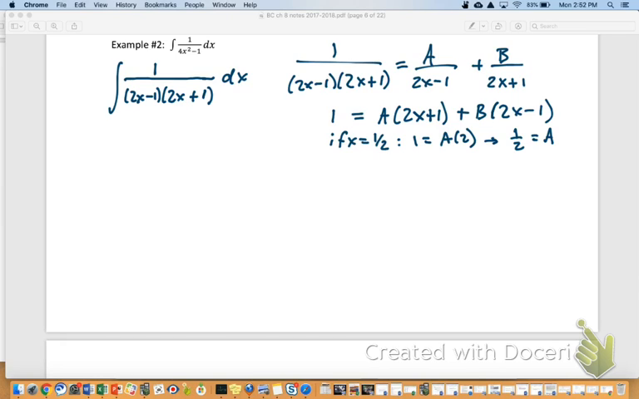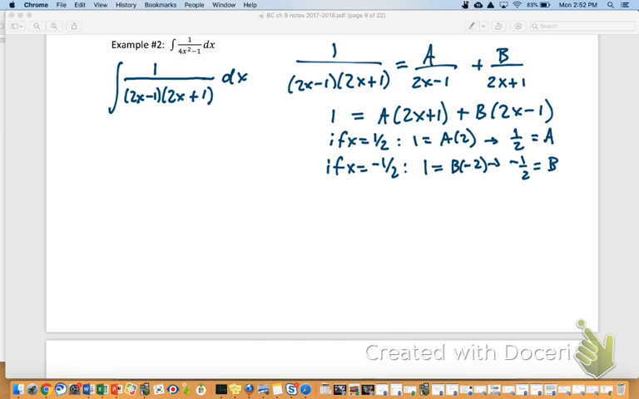And then if x equals negative 1/2, this would give me A times 0, so 1 equals 0 plus negative 2 times B. So did you get something like this? And again, your positives and negatives might have been switched on the A and the B, depending on if you set it up the same way as me. If you didn't set it up the same way as me, then they probably would be switched.